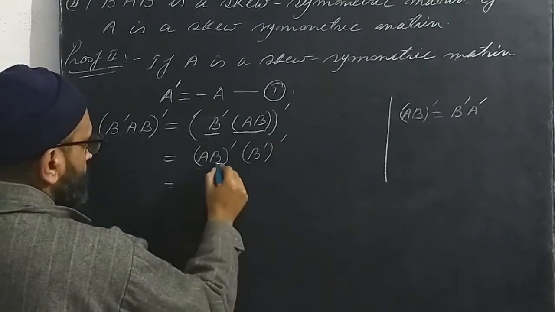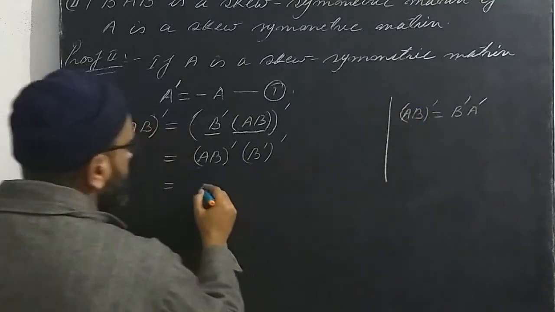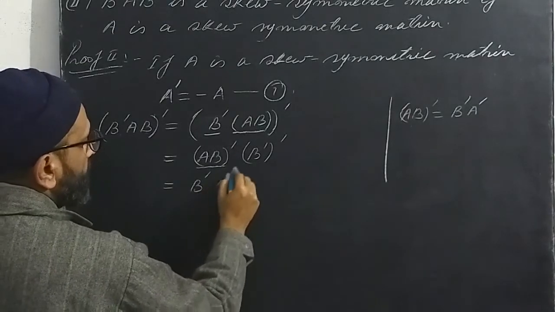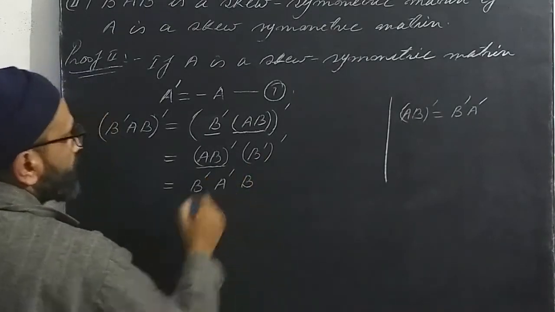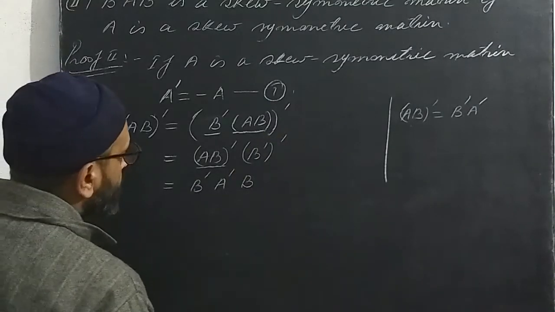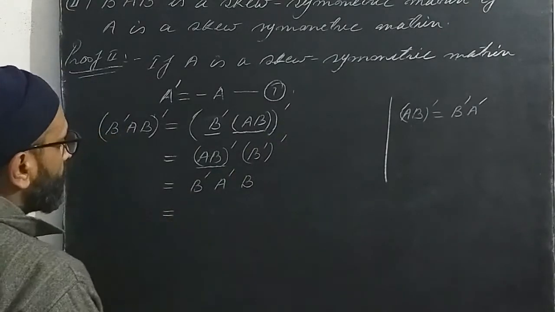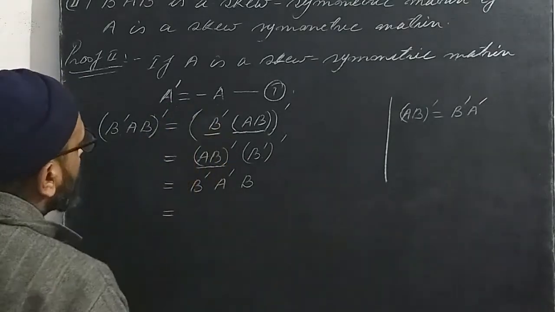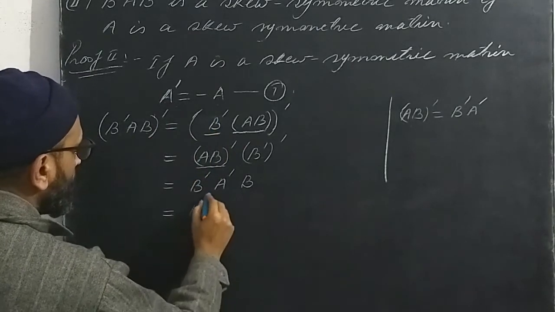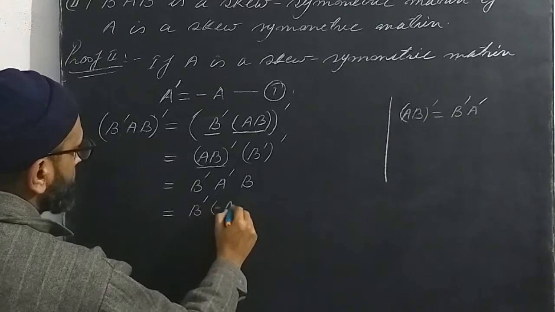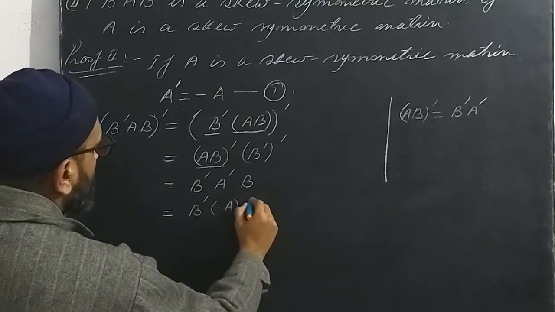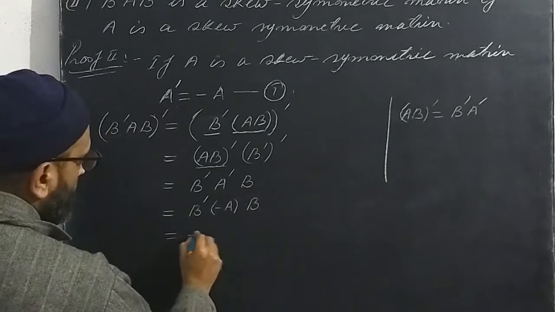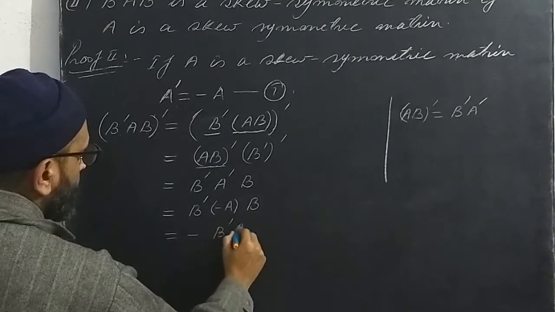Now since (AB)' is equal to B'A', again using the same property over here, we have to write B'A', and here B, because the transpose of the transpose is the matrix itself. So now we have to replace A' by −A, because from equation number 1, A' is equal to −A. So write down B' into −A into B, which is simply equal to −B'AB.